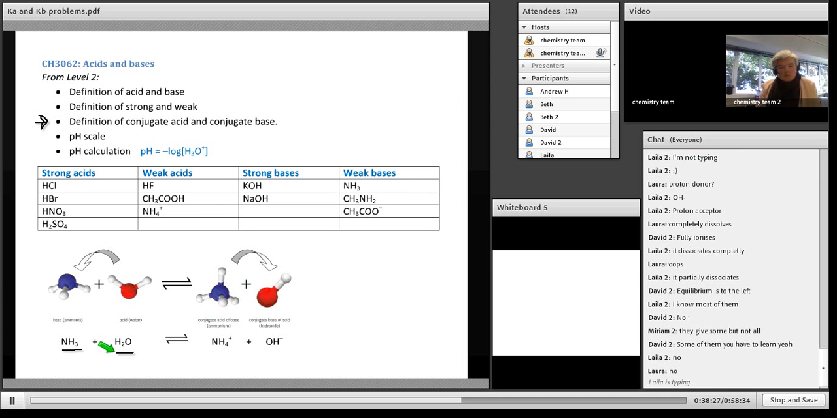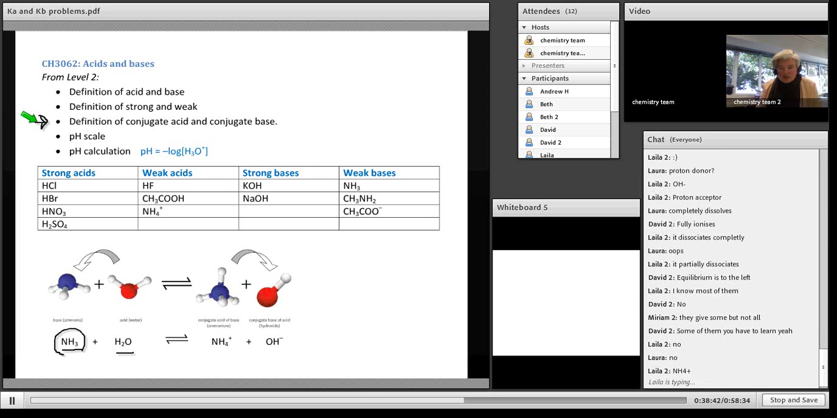No, because H2O has got nothing to do with NH3. There's no similarity there whatsoever. What would be the conjugate of ammonia? NH4, because can you see NH3 is pretty similar to NH4. There's only a difference of an extra H+.